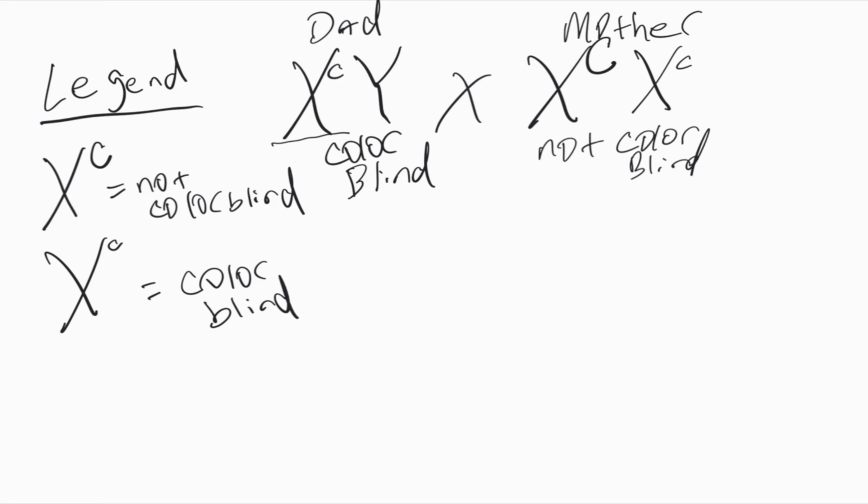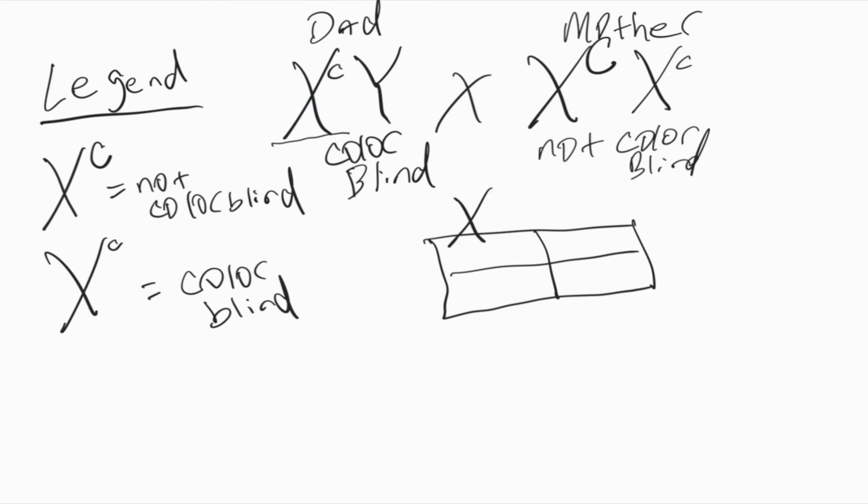Okay, guys, we're going to draw the Punnett square. Why are we doing a Punnett square? Because, guys, we're dealing with one trait, color blindness. Dad, X, lowercase c, Y. Mom, X, capital C, X, lowercase c. Child number 1, female, X, capital C, X, lowercase c. She's a carrier. She carries the gene, but she does not have it. Why? This is dominant, and over here, that's recessive.